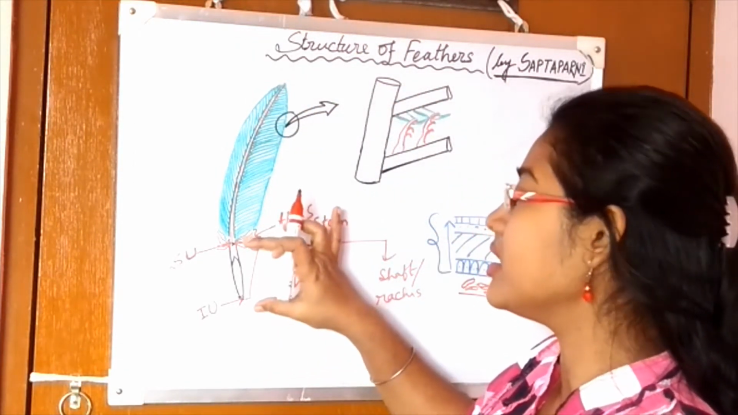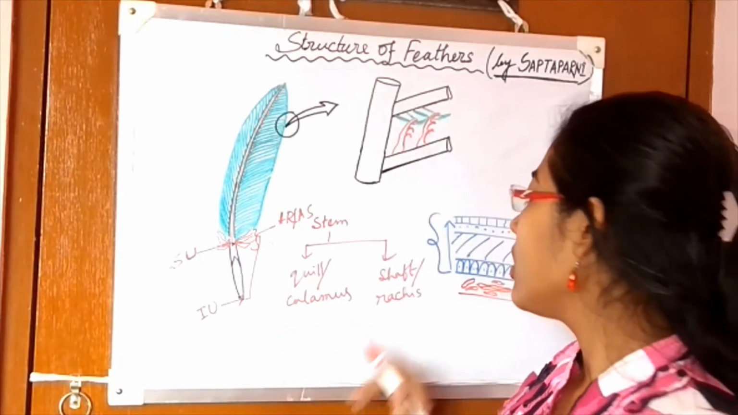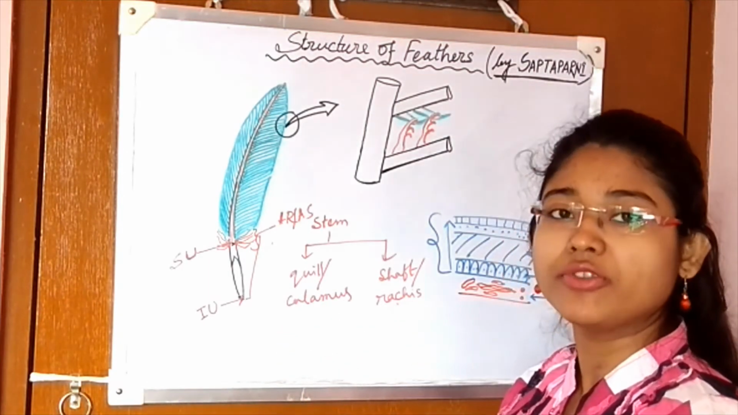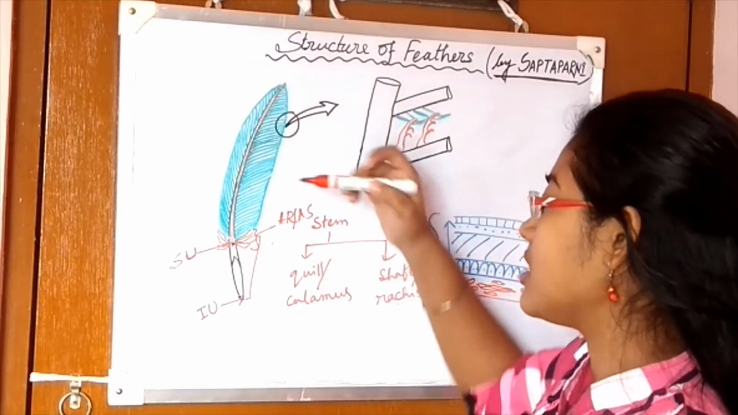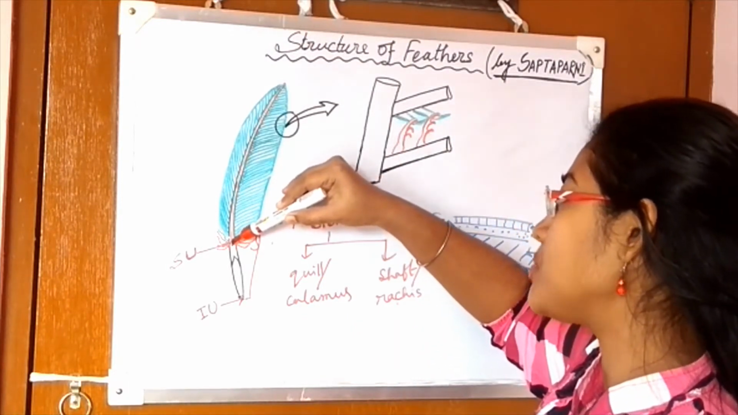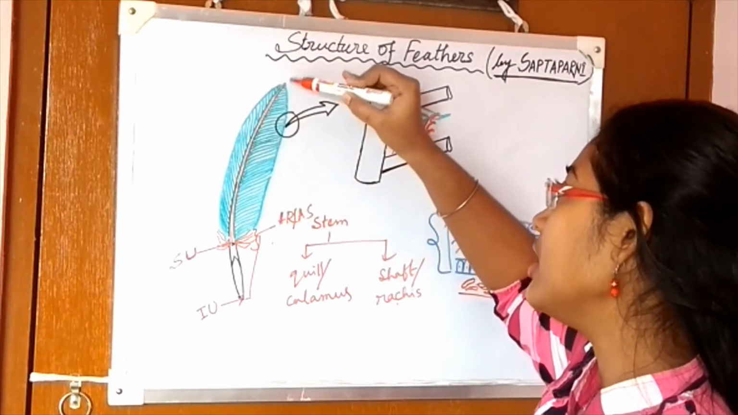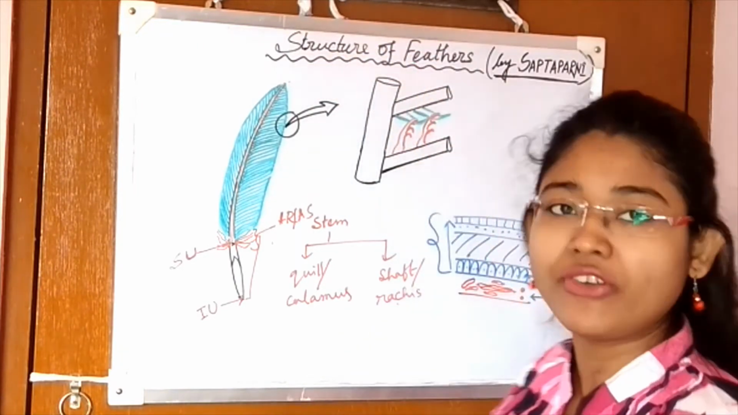So this is the calamus. Now coming to the next portion of the stem, the shaft or rachis. The shaft starts from this portion, the superior umbilicus, and goes up to the tip of the feather.